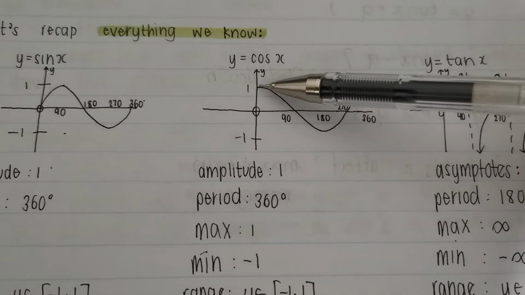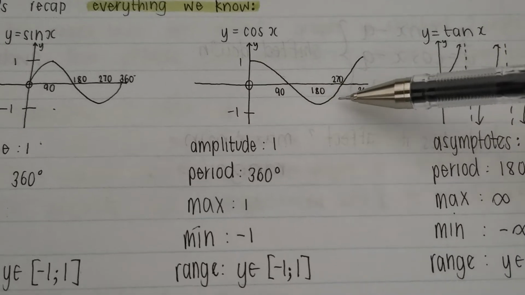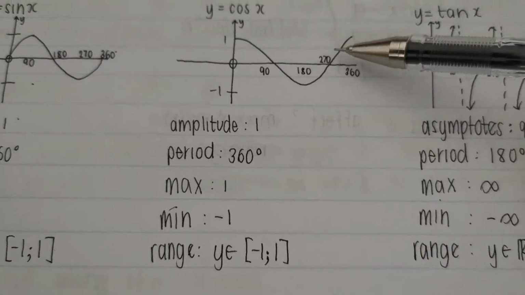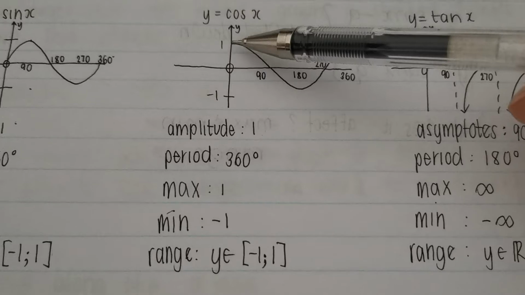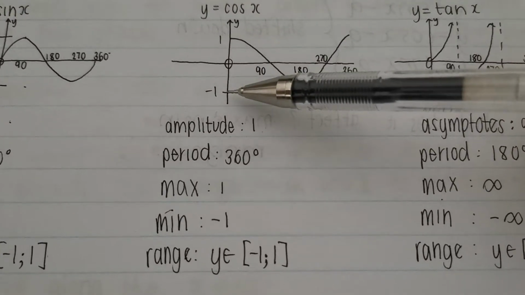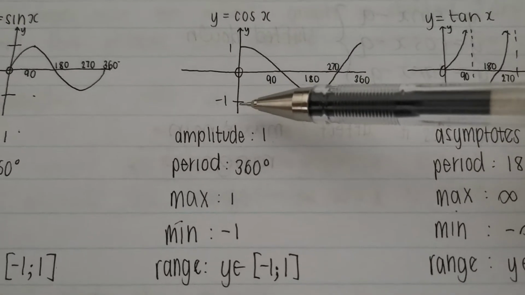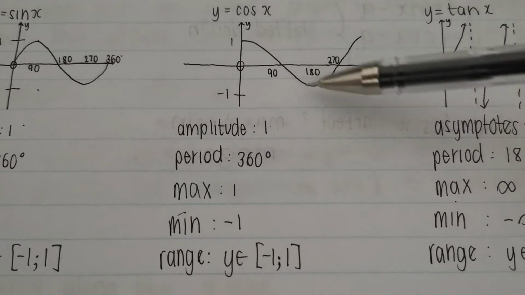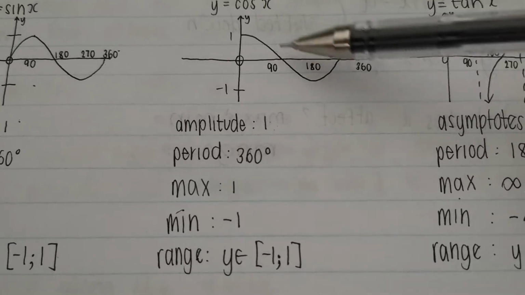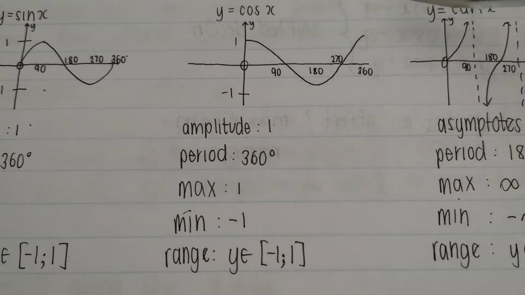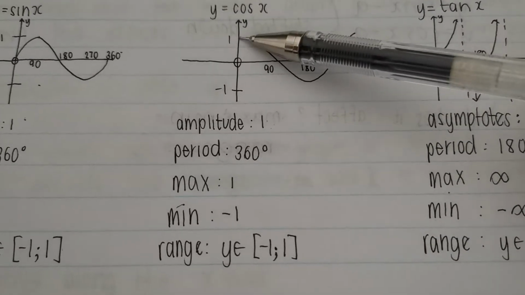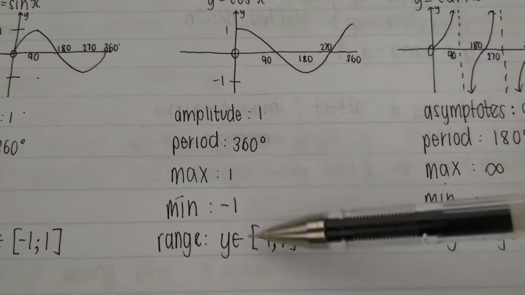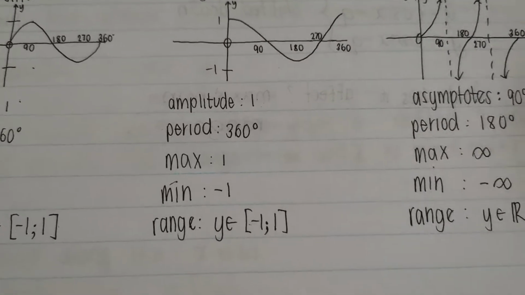Then we go to the cos graph. The cos graph starts at the top, goes all the way, cuts the x-axis, goes down, turns, cuts the x-axis, turns, comes back to the top. This one here again has an amplitude of 1, because 1 minus -1 gives me 2, divided by 2 giving me 1. This here also has a period of 360 degrees. It means it takes 360 degrees for itself to complete a cycle. The maximum is at 1, the minimum at -1, and therefore the range is between the minimum to maximum, so -1 to 1.